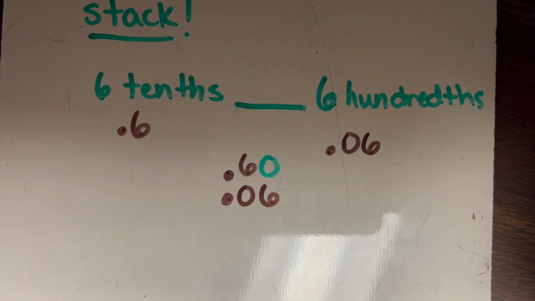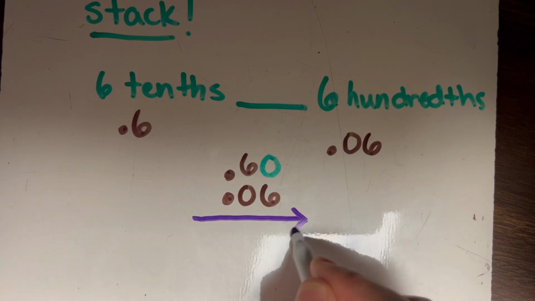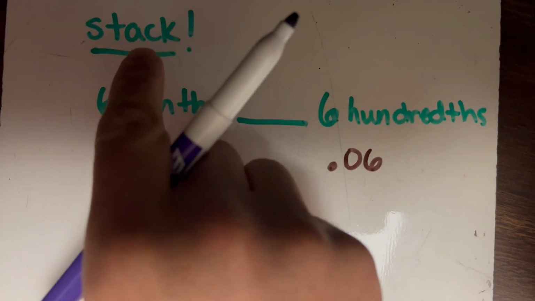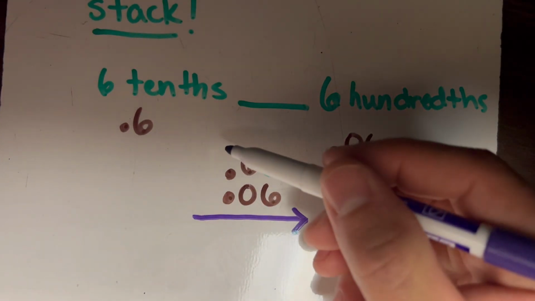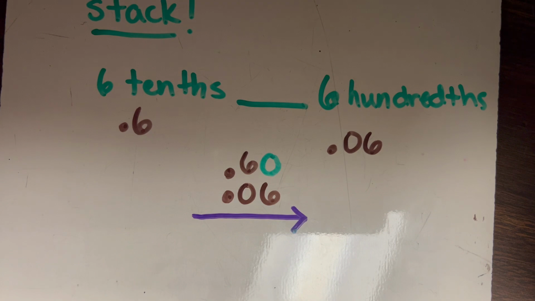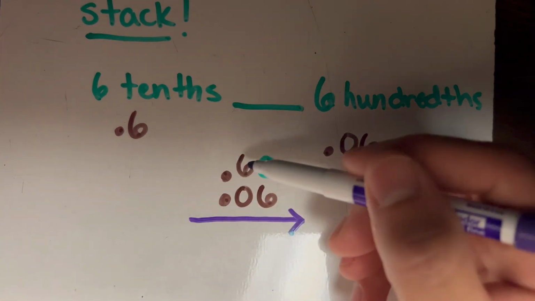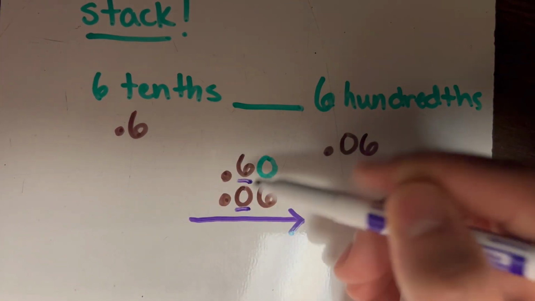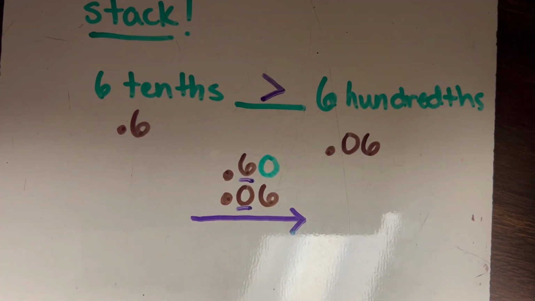Now, like I just said, you always go from left to right. So draw yourself an arrow like this to remind yourself that on every question today, after you stack, you go from left to right. And whenever you find a difference, that is what tells you which is the greater number. And then you can go ahead and put your greater than, less than, or equal to sign there. So right off the rip, you can see right here, 6 is greater than 0. So this side is greater, okay?